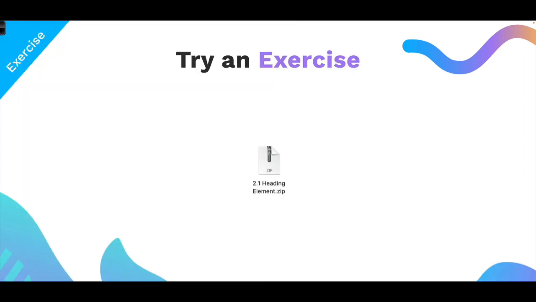So now that we've seen a little bit about how all of this works, let's try an exercise where we create our own heading elements. To download the starting files, you have to go over to the course resources for this lesson and click on the 2.1 heading element file in order to download it.